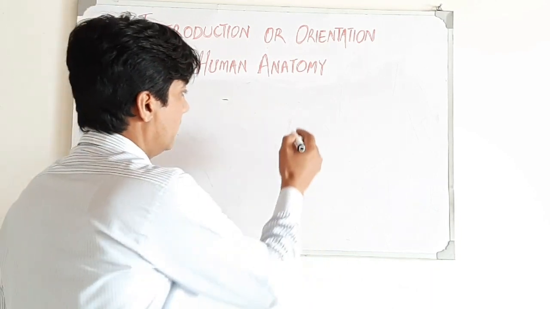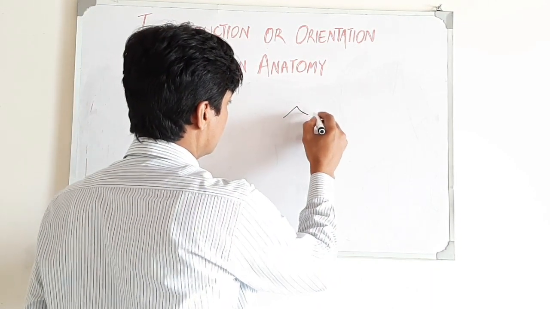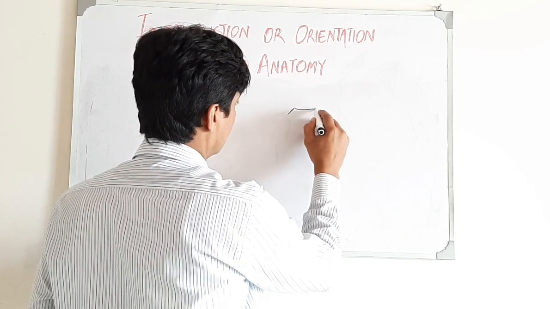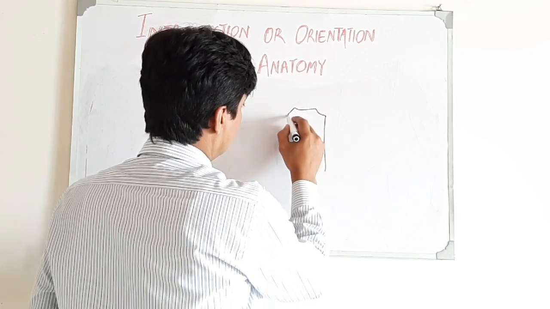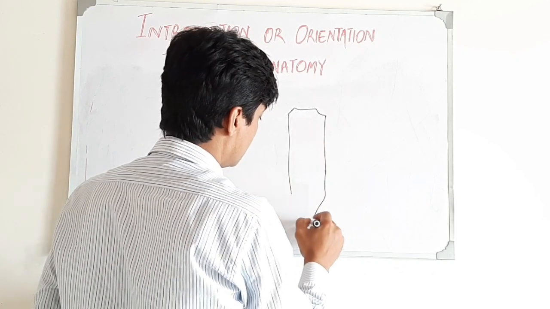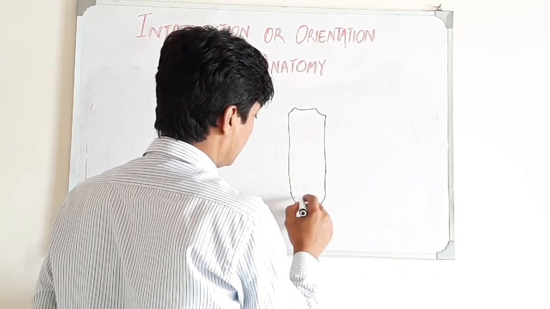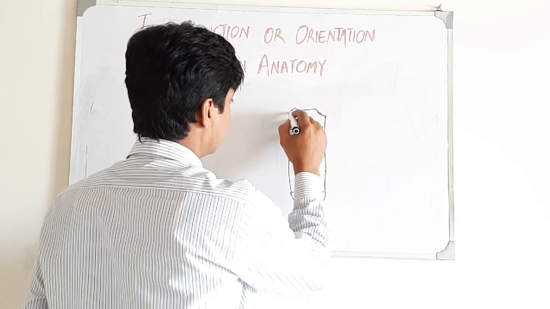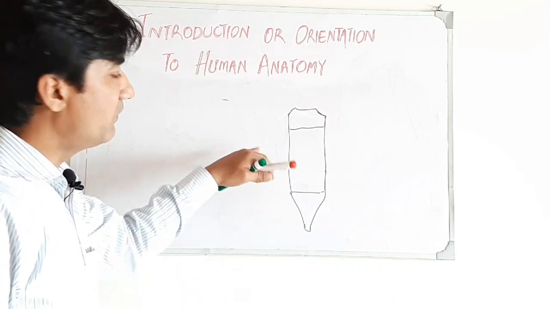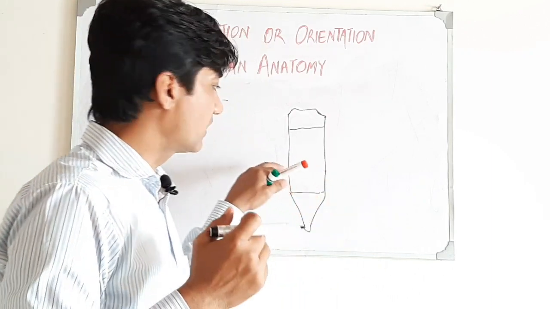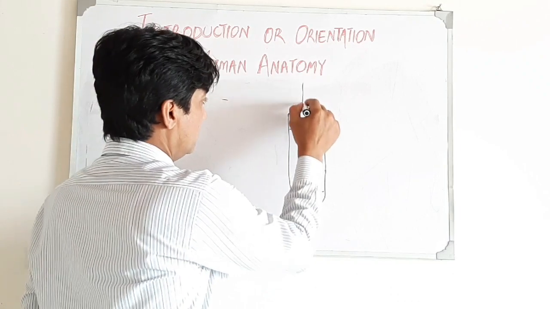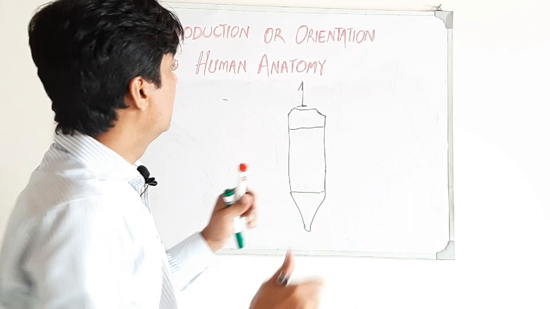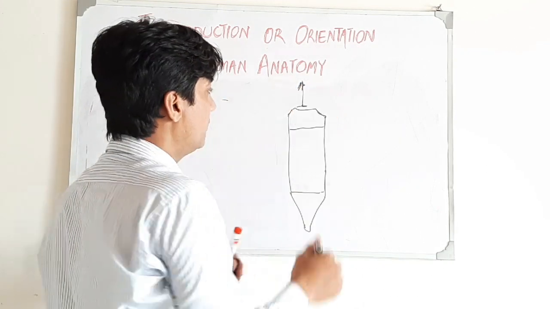here is the sternum. This is the xiphoid process. Here is the angle of Lewis. This is the sternum. Sternum is always in the midline position. This is the midline position. We can say any organ which lies in middle position, that is called midline position.